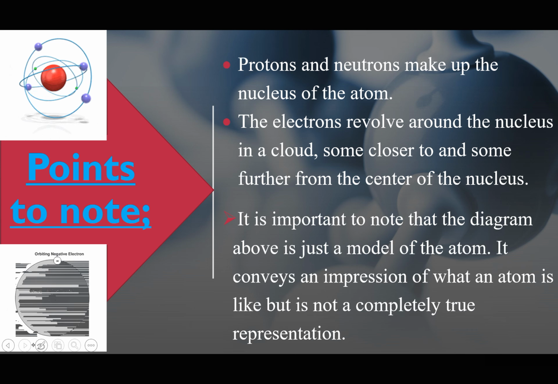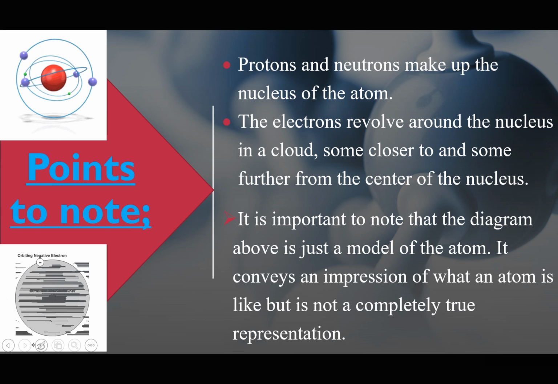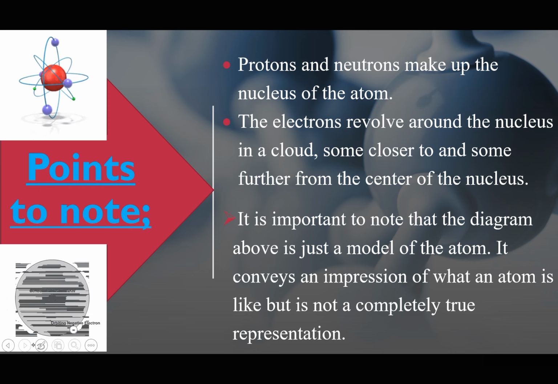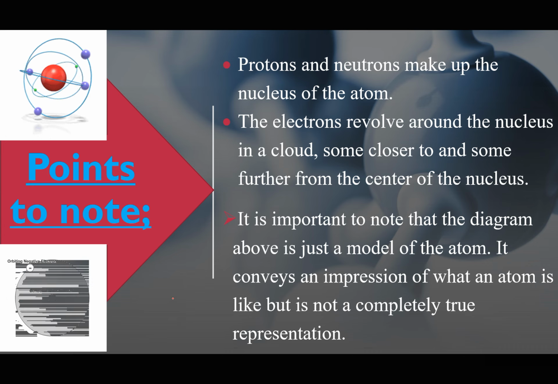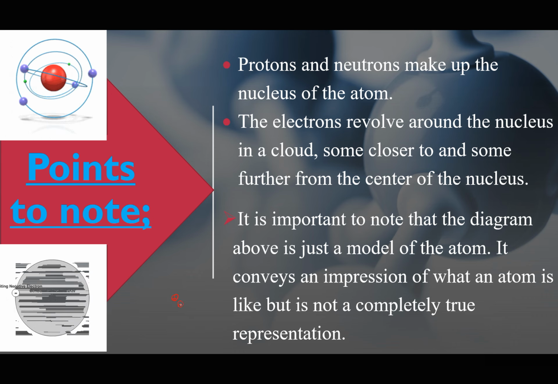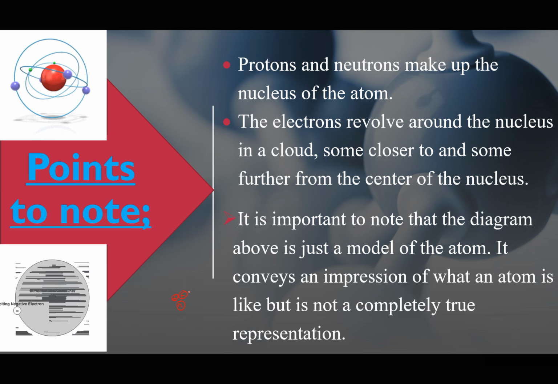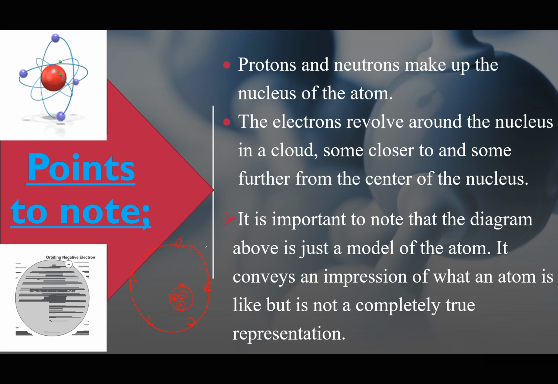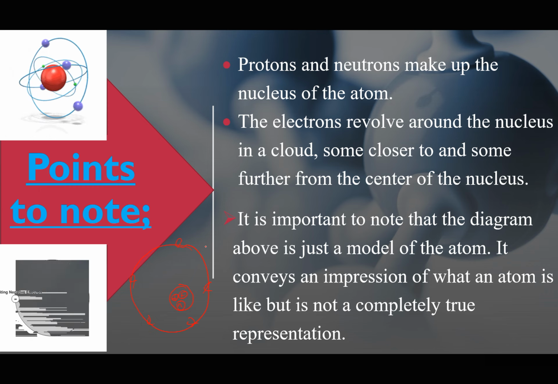It is also important to note that the diagram we drew above of the nuclear model was just a model of the atom. It conveys an impression of what an atom is like, but is not a completely true representation of the atom. The model consisted of a positively charged nucleus with protons and neutrons at the center, with negatively charged electrons revolving around it.